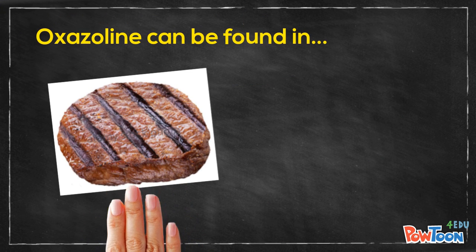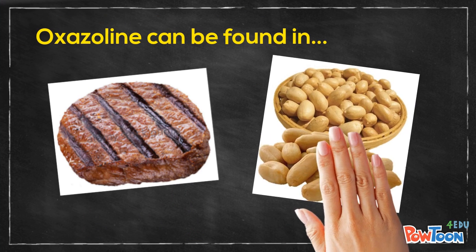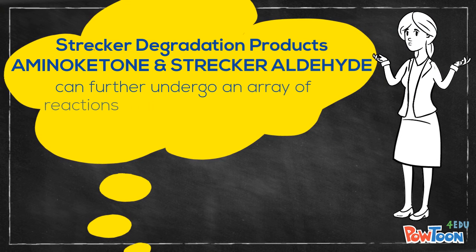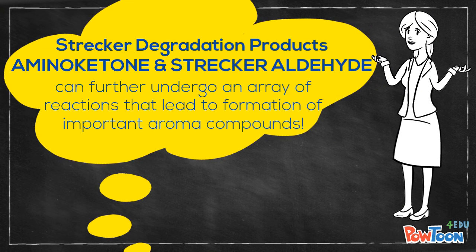The formation of oxazolines via Strecker degradation can be found in cooked meat and roasted peanut. Both Strecker degradation products, aminoketone and Strecker aldehyde, can further undergo an array of reactions that lead to formation of important aroma compounds.